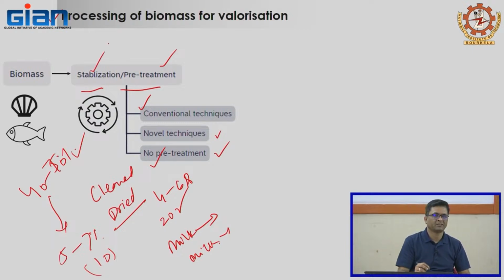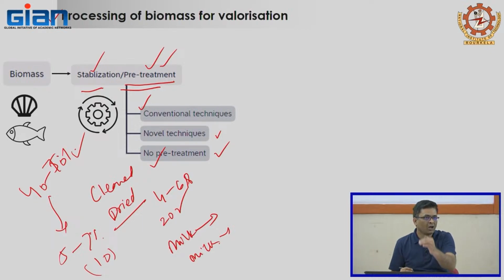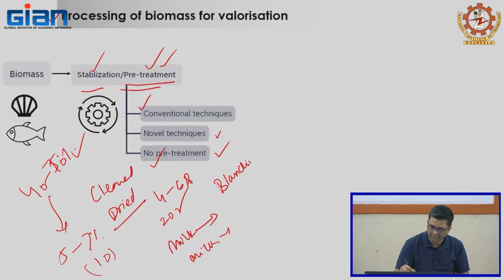Obviously, to stabilize the biomass or to improve subsequent processes. So the definition of pre-treatment can be any treatment given prior to a process to improve extraction efficiency, preservation of biomass, or to improve extraction yield, a number of different roles. Now, giving an example, how many of you know about blanching?